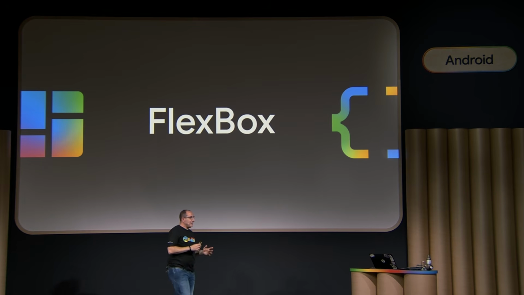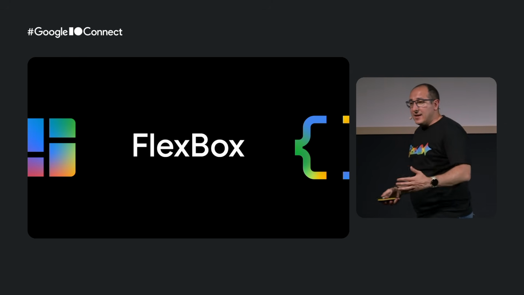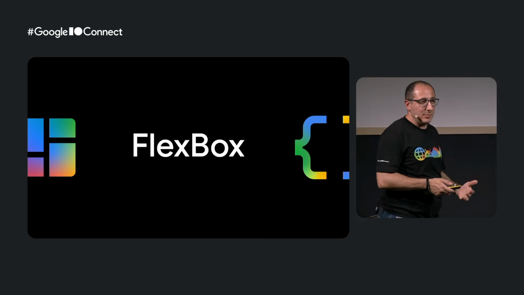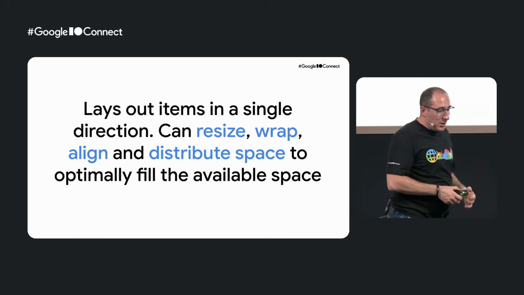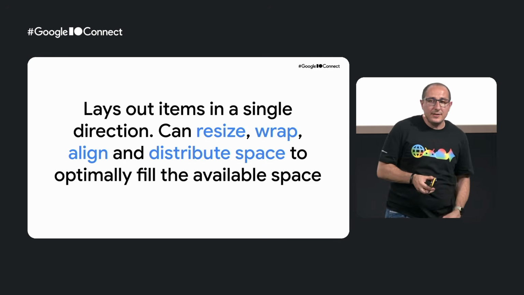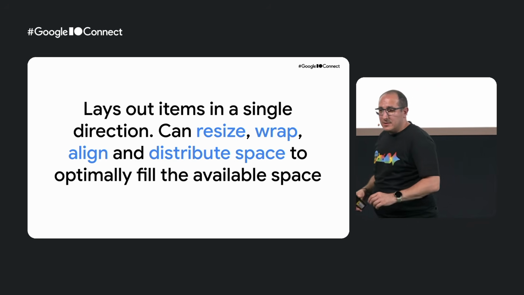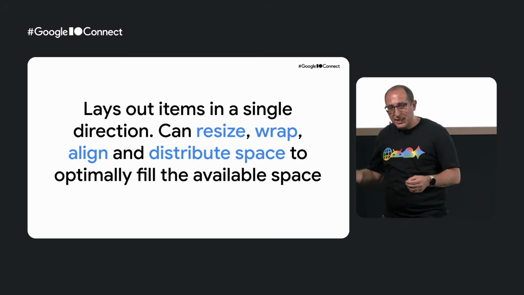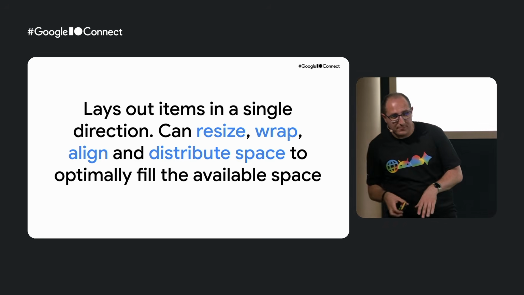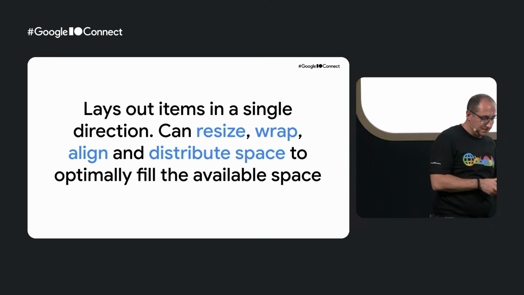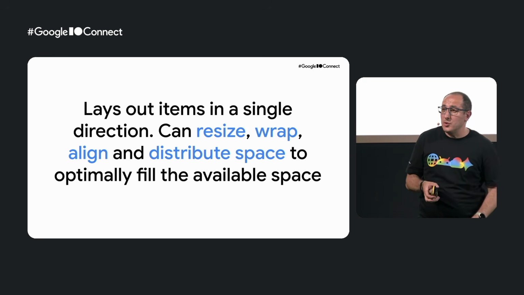OK, the next API that I want to talk about is FlexBox. So again, this API has been heavily inspired from the web counterpart. FlexBox is a container that lays out children in a single direction. That means that it can go vertically or horizontally. So it can place items in a row or in a column. And it can also use the reverse of them, so a reverse column and a reverse row.